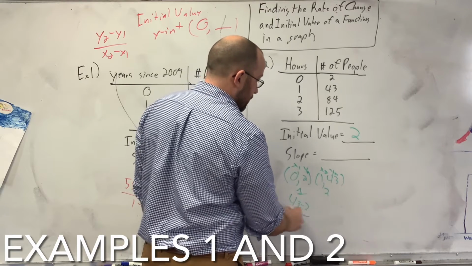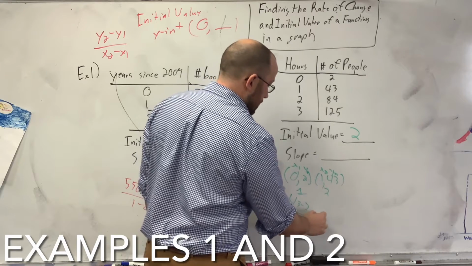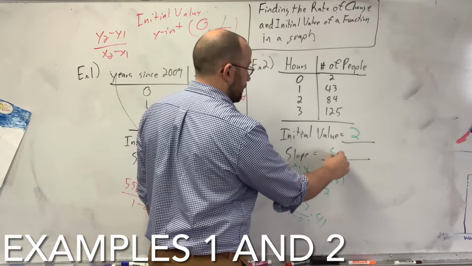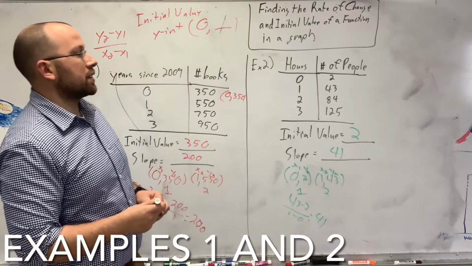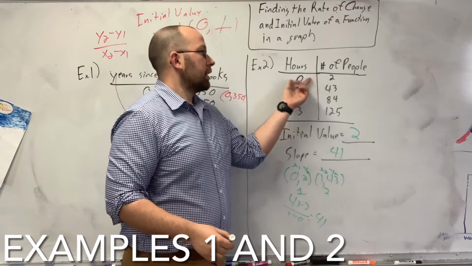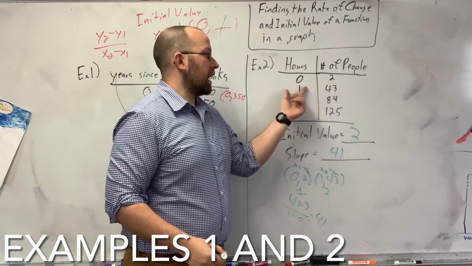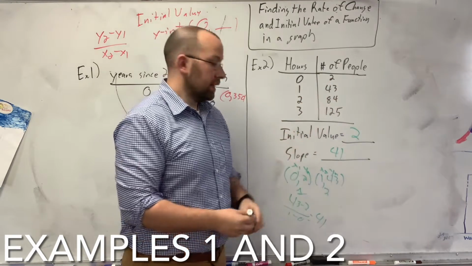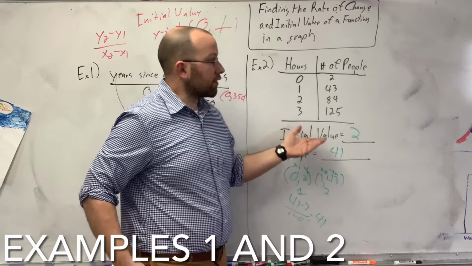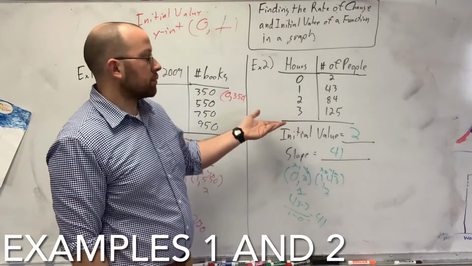43 minus 2 over 1 minus 0 equals 41. So it's changing by 41 people every hour. You could say this is your party. At the very beginning of your party, you had 2 people. After an hour, you had 43 people. After 2 hours, you had 84 people. And then you can predict how many you're gonna have after 4 hours, is how this works.